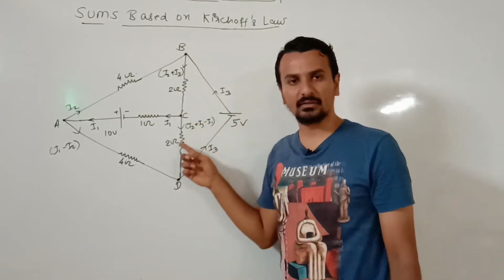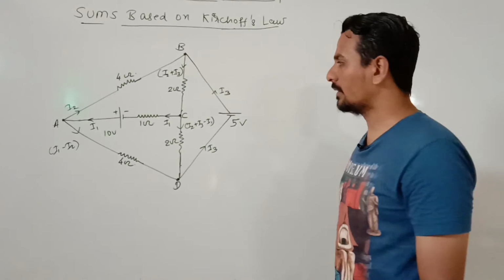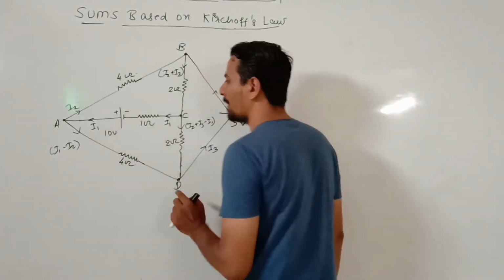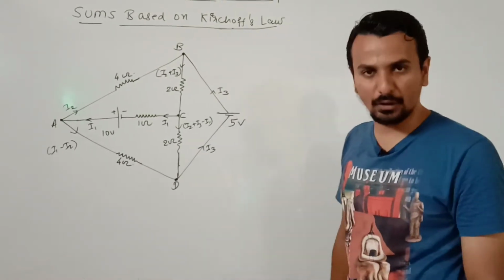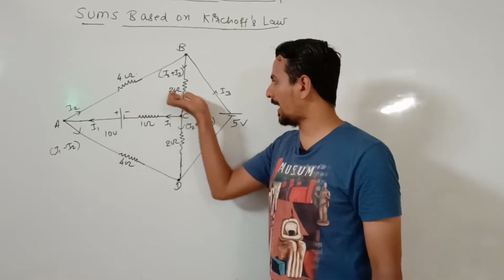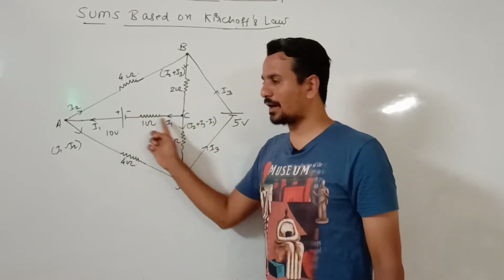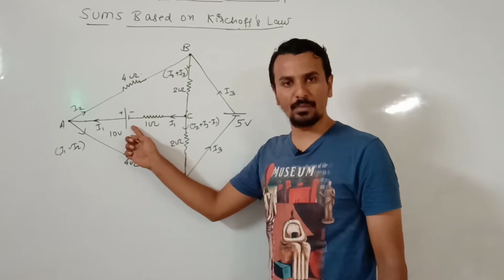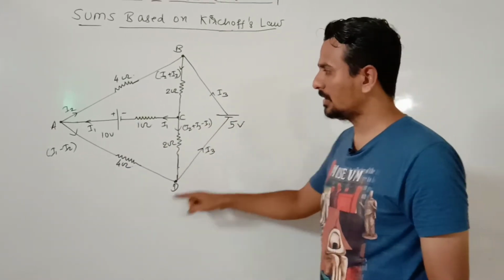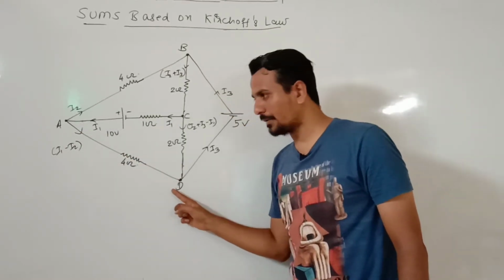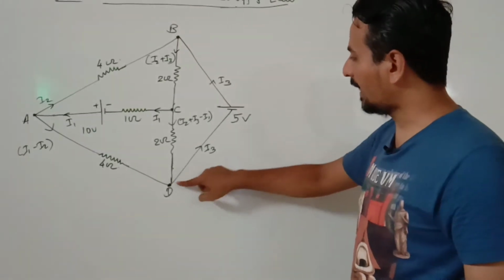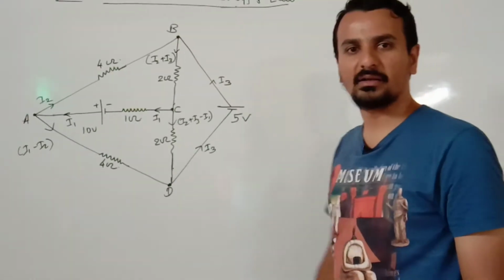Again point C is also a junction, right? I1 was the current coming out from the 10 volt battery. According to Kirchhoff's current law, I1 should be the current entering the 10 volt battery. So from I2 plus I3, I1 is the part of the current which goes back to the 10 volt battery. The remaining I2 plus I3 minus I1 will be flowing in this direction. Again I1 minus I2 will be coming over here. D is the junction. These currents will be added up and I3 current will go back to the 5 volt battery. Got it?